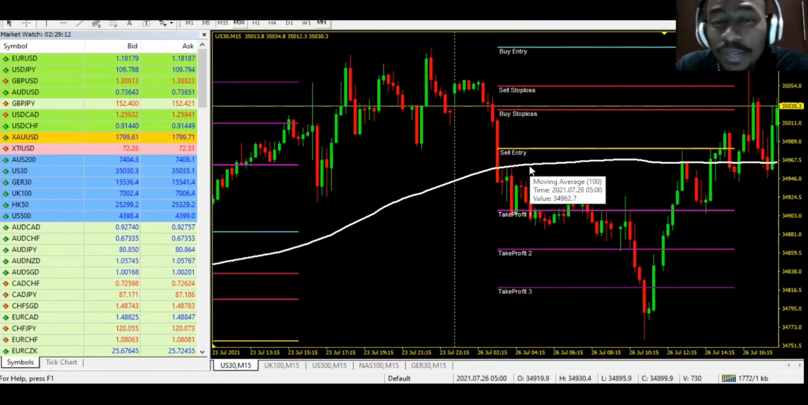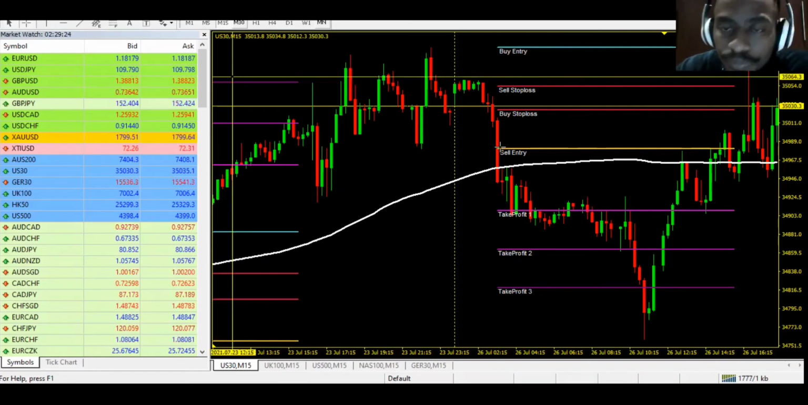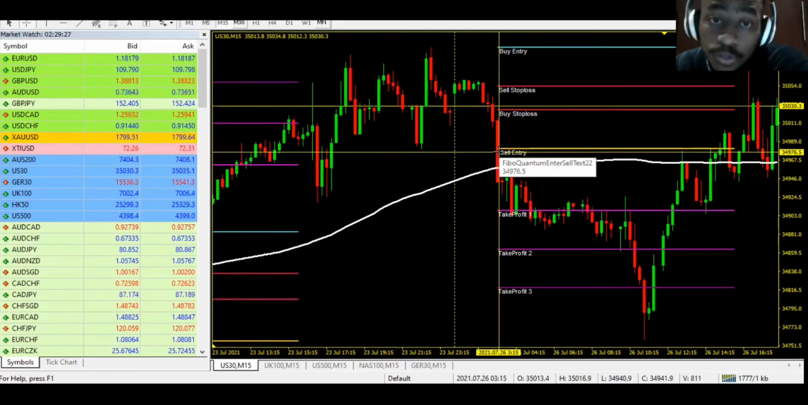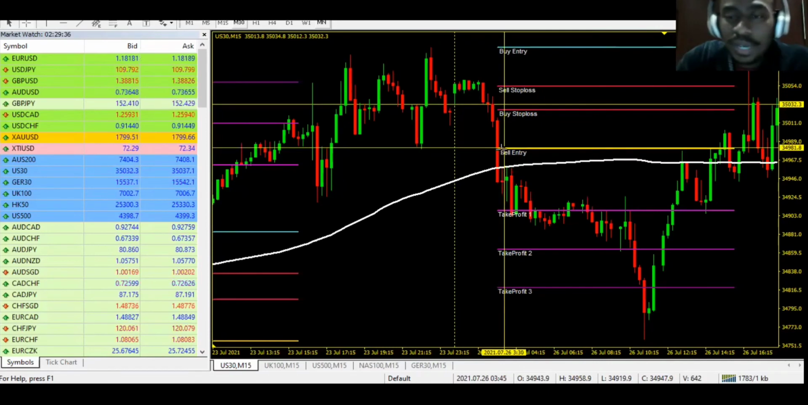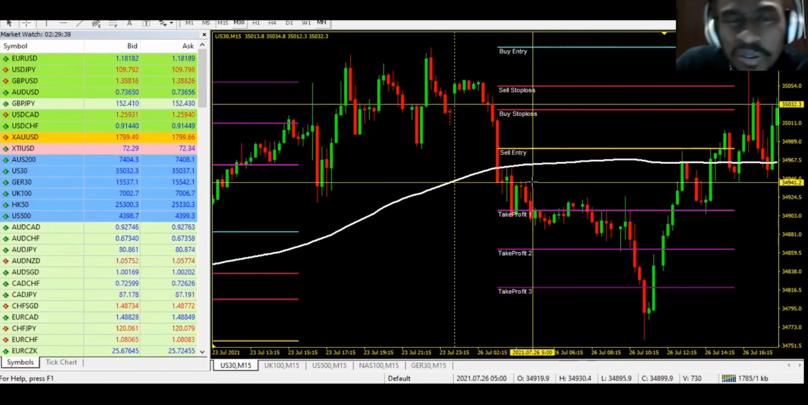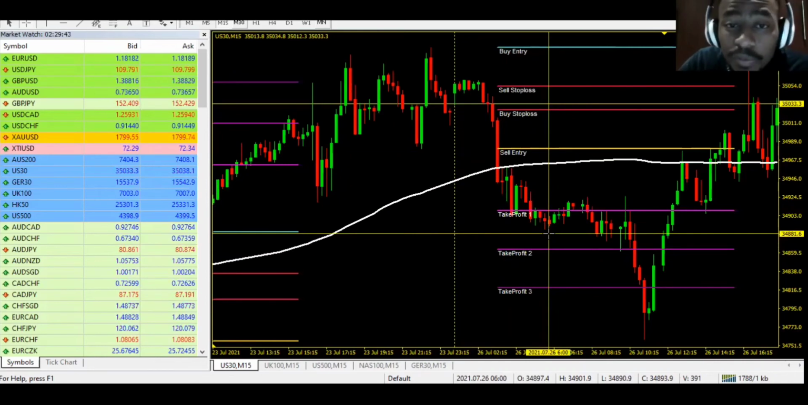I would have waited for a clean buy signal above the 100 period moving average, or I would have traded a clean sell signal below the 100 period moving average. It just helps you to filter out good trades from bad trades. It helps you get the high probability trades, because that's what matters in trading. And that's basically how you should be approaching the market. You should have a systematic approach to the market.